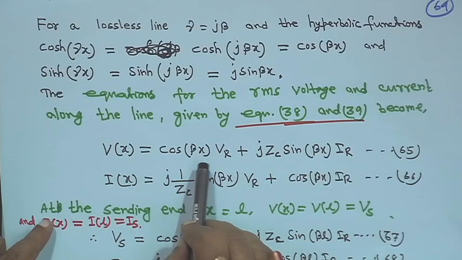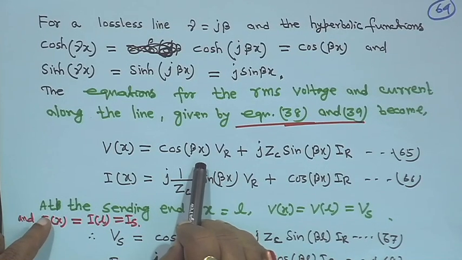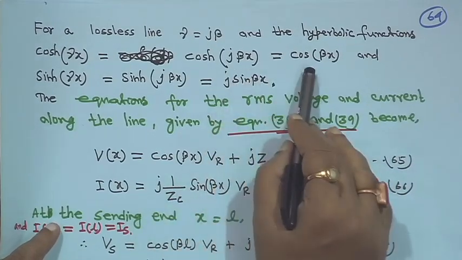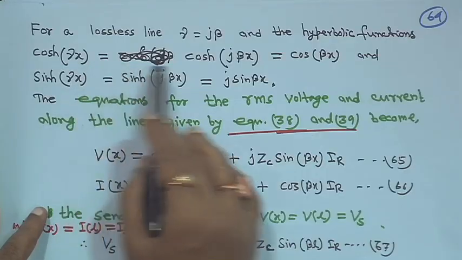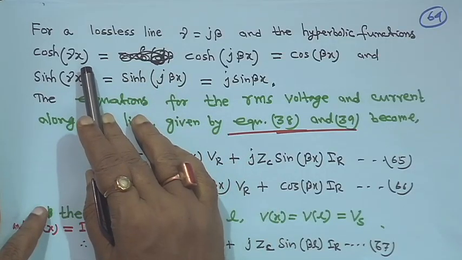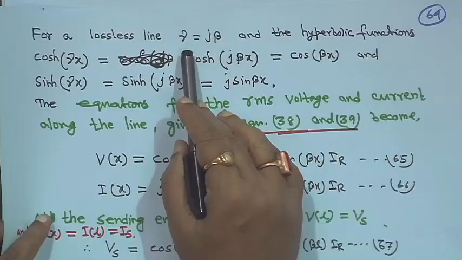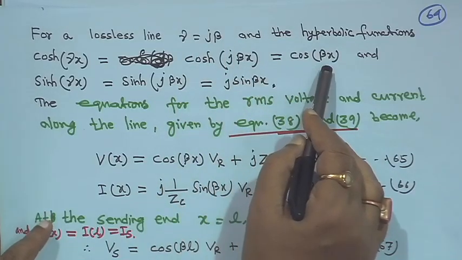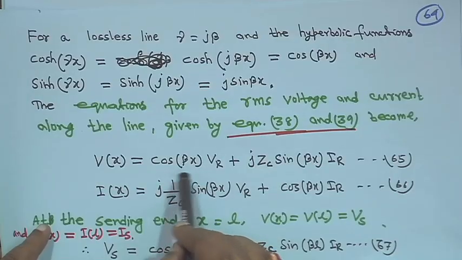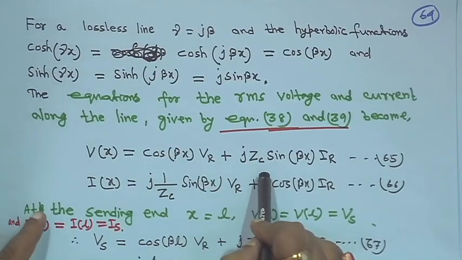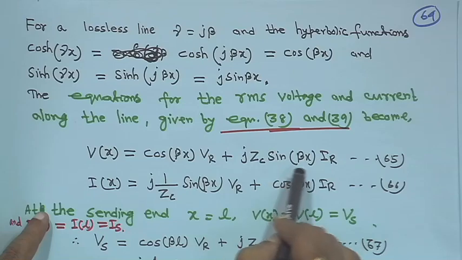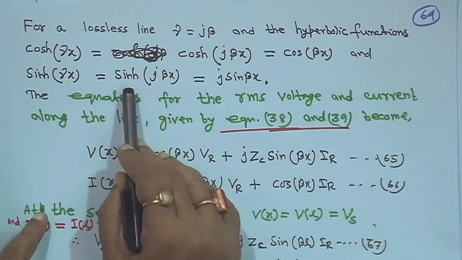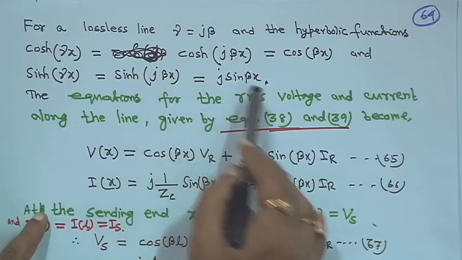V x is equal to cos, in that case instead of cos hyperbolic x, we are putting cos beta x for a lossless line. Just now we have written cos hyperbolic gamma x for a lossless line is basically cos beta x, where alpha is equal to 0 and gamma is simply j beta, and cos hyperbolic j beta x is equal to cos beta x. So instead of cos hyperbolic, we are writing cos beta x V r plus j z c sin beta x I r, because sin hyperbolic gamma x is equal to sin hyperbolic j beta x, which is j sin beta x.